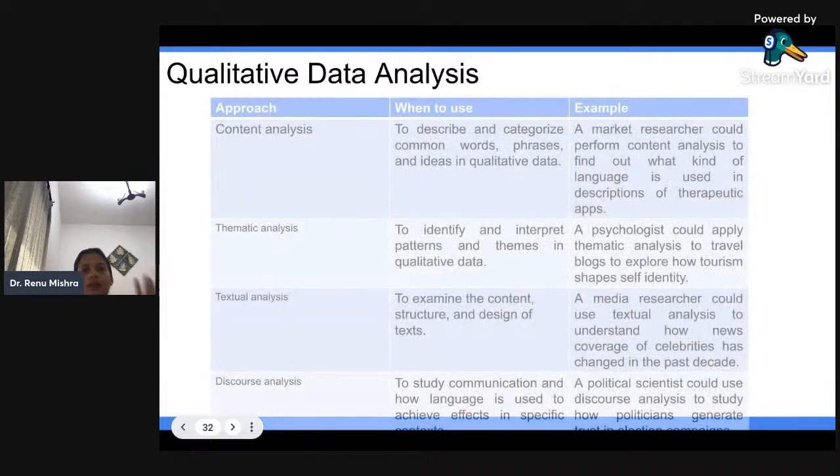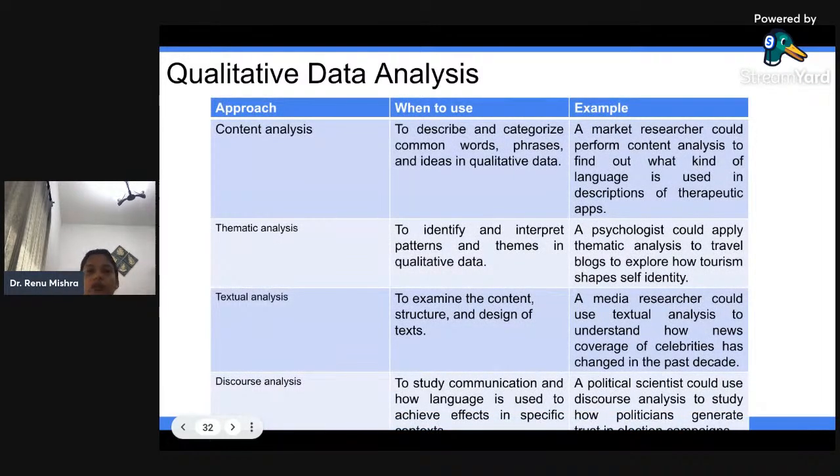Simple. Now, how do you do the analysis of the qualitative data? You'll say that coding is done, everything is done. How do you analyze that? So first is content analysis. When you use that, you are categorizing some common words and common ideas. An example I have also given: a market researcher could perform content analysis to find out what kind of language is used in descriptions of therapeutic apps.